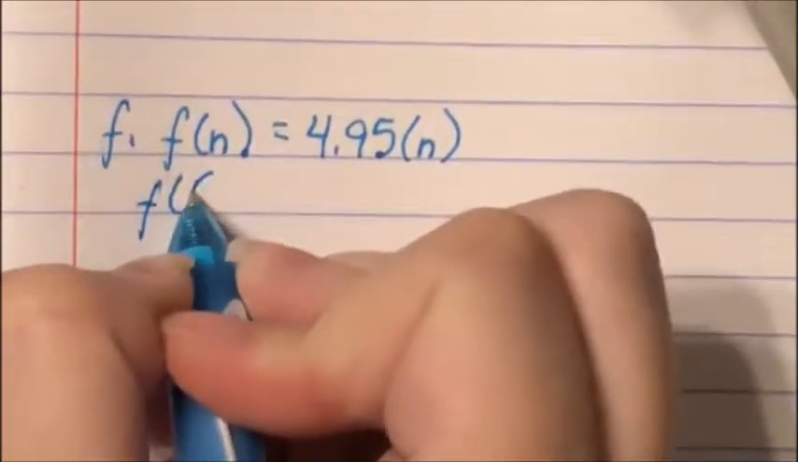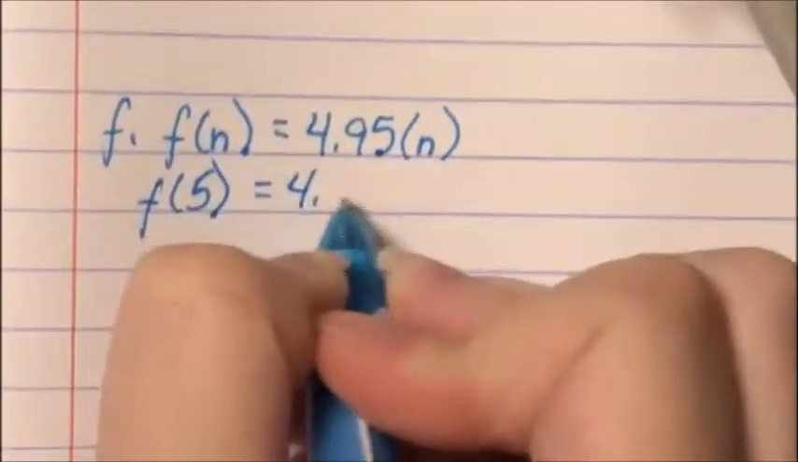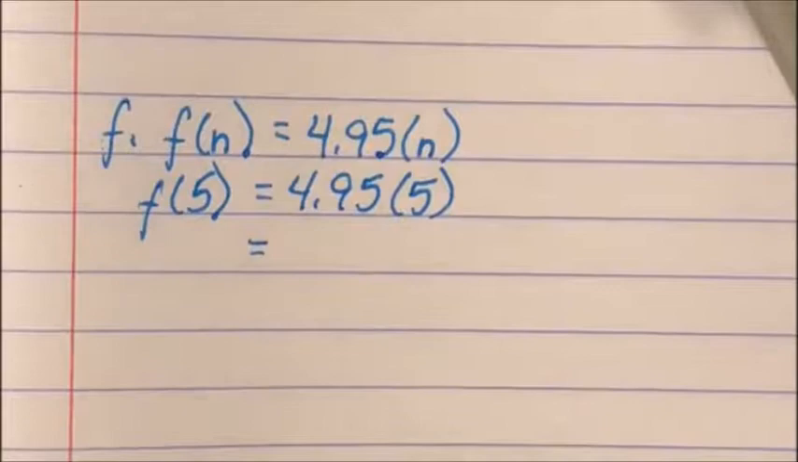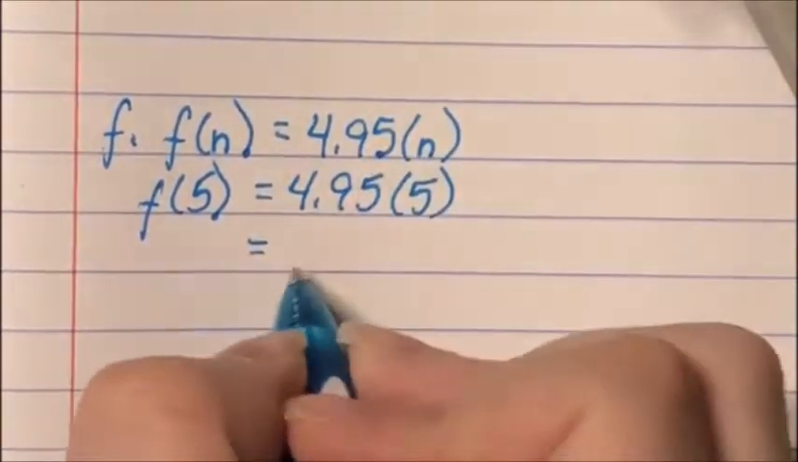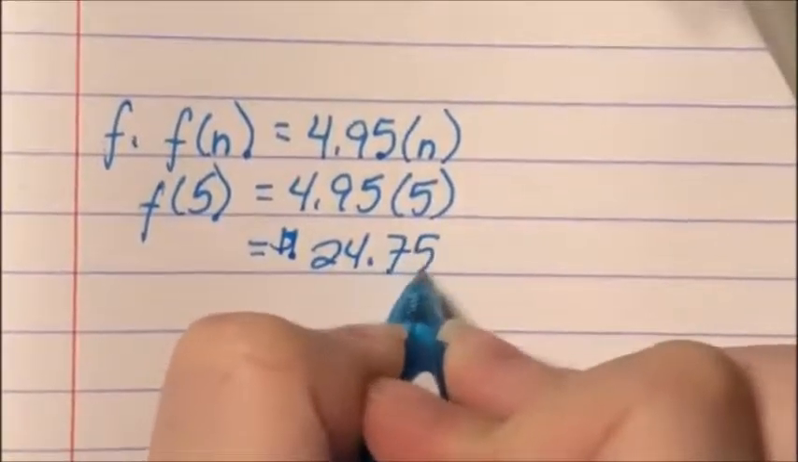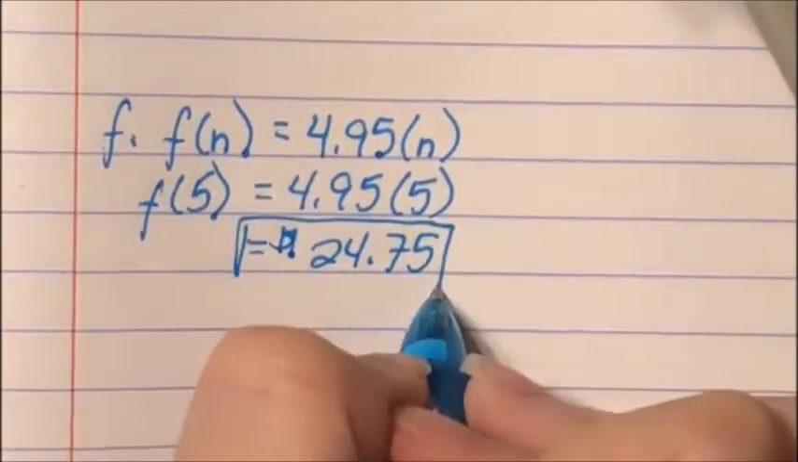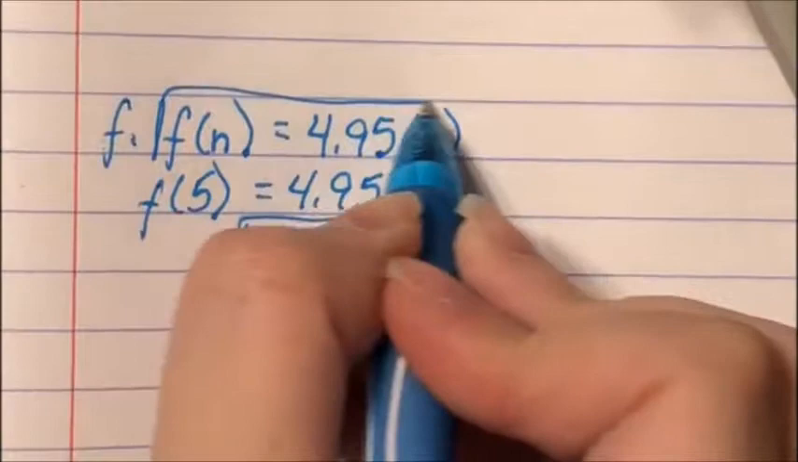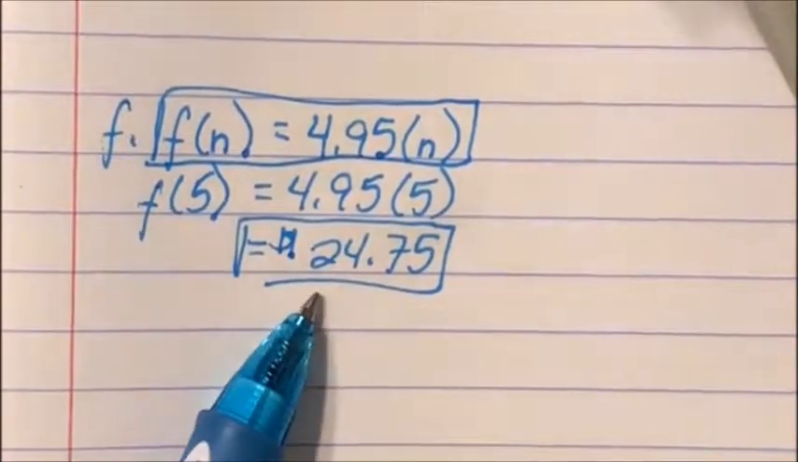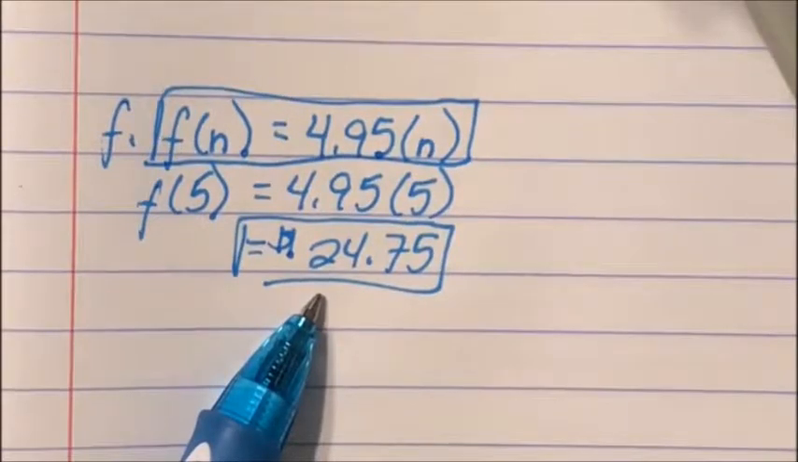And I want to know f of 5. So I plug that in. 4.95 times 5 gives me $24.75. So there's my function, and there's the total price for 5 stamps. And that is the end of lesson 3.